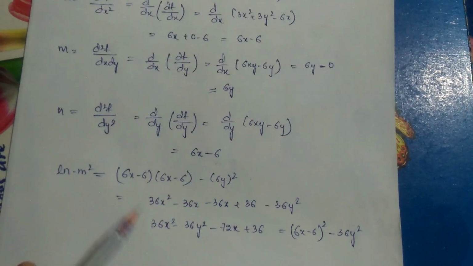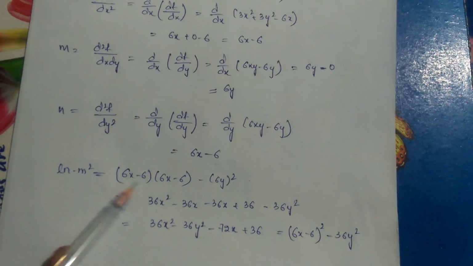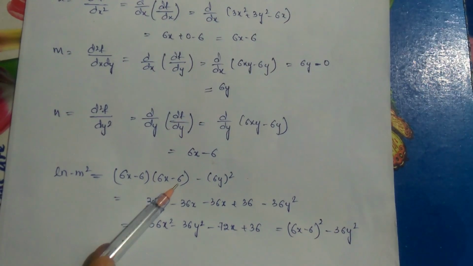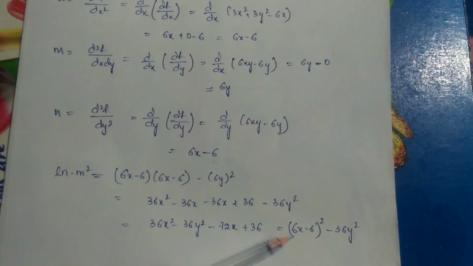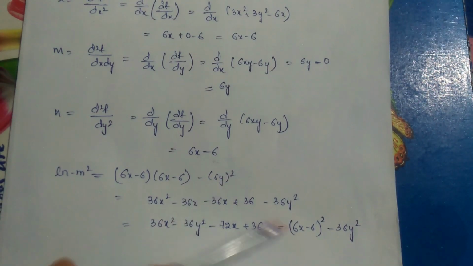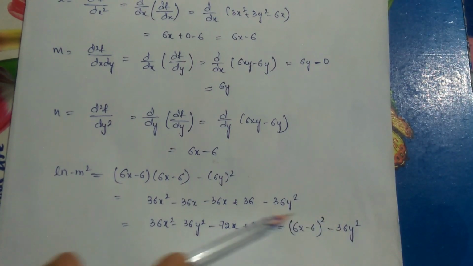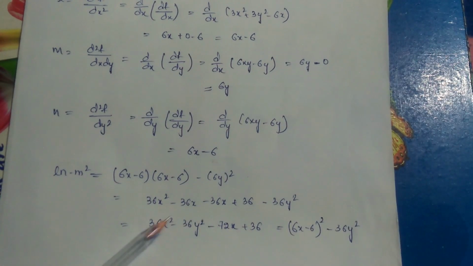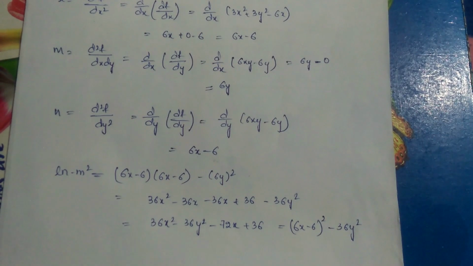Or you can even directly write it as 6x minus 6 into 6x minus 6 is 6x minus 6 whole square and minus 6y whole square, that is 36y square. You can take this as the final form, or you can even solve by using this equation.